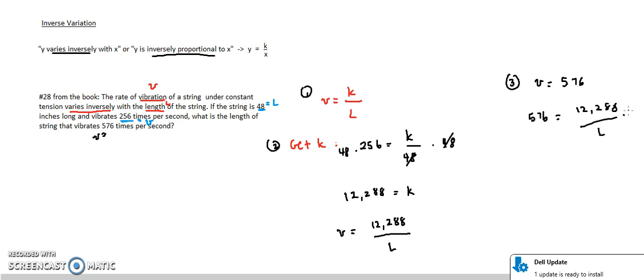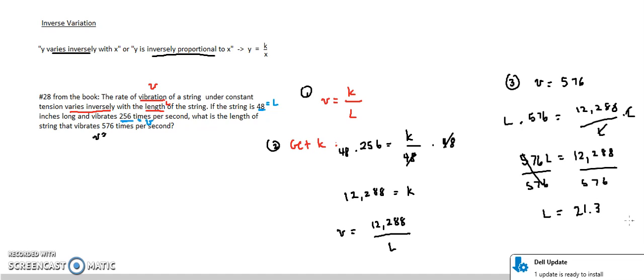So just like before, we clear a denominator. So we multiply by L on both sides. So we've got 576L equals 12,288. And then we get L by itself by dividing by 576. All right, and that should come out to 21.3. And if we go back to the question, our length is in inches. Okay, so our final answer is that length is 21.3 inches.